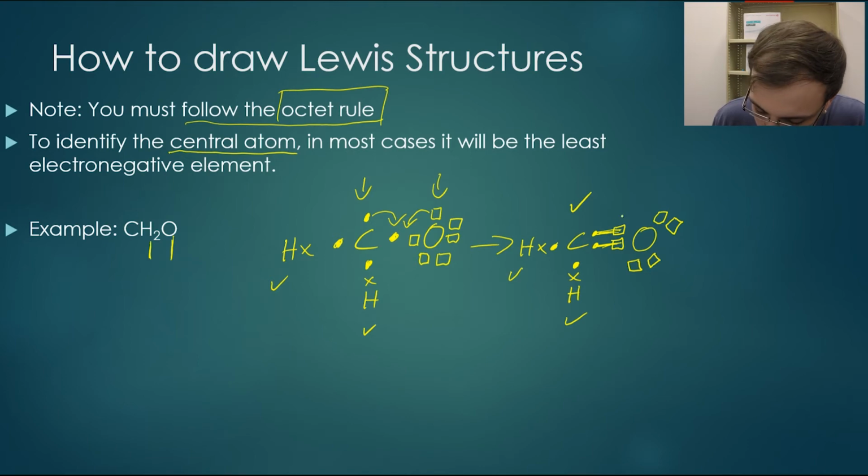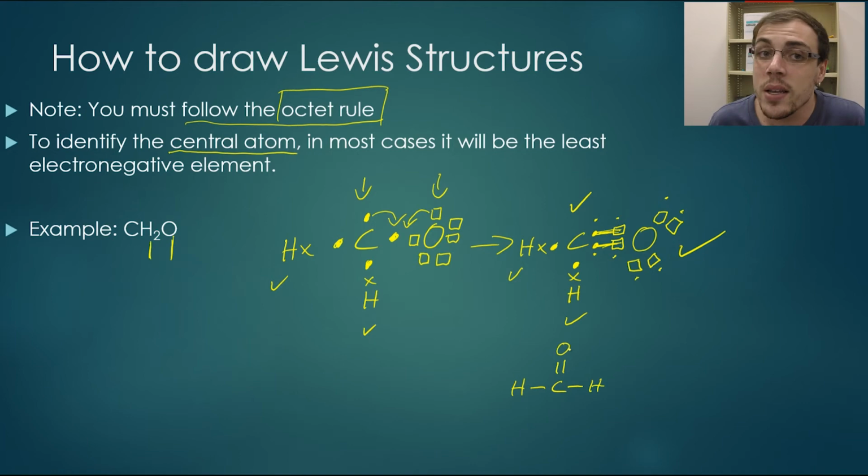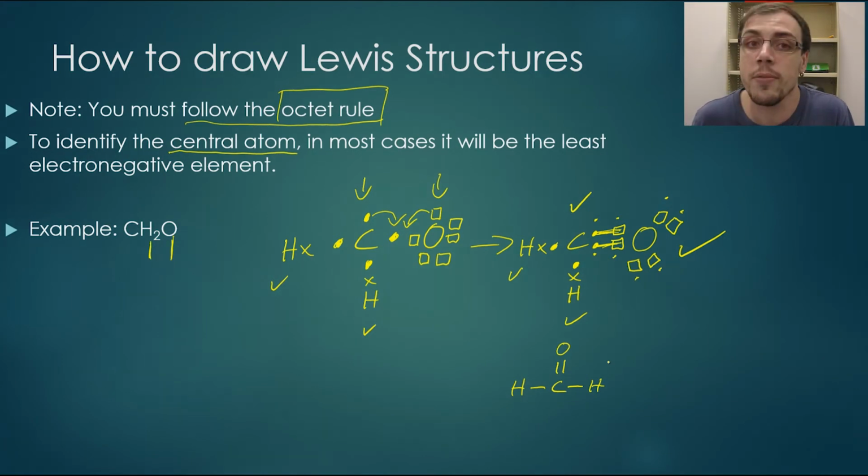Oxygen has 1, 2, 3, 4, 5, 6, 7, 8. Oxygen is now happy. So what that means is that our overall structure of CH2O is going to be hydrogen, carbon, hydrogen, double bond, oxygen, otherwise known as formaldehyde. And that is how you can use Lewis structures to determine how compounds are bound in real life.